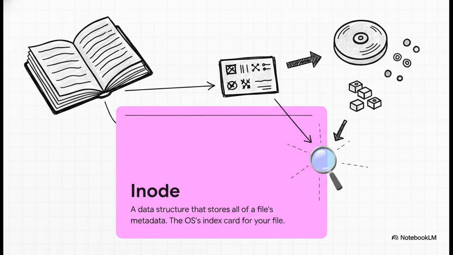Okay, so where does the computer keep all this info? Well, it uses a special data structure called an inode. And the library analogy here is just perfect. The inode is like the index card in an old library catalog. It tells you everything you need to know about the book, the author, the title, where to find it, but it's not the book itself. The actual story is somewhere else on the shelves.